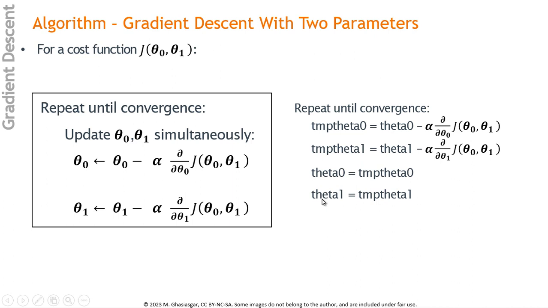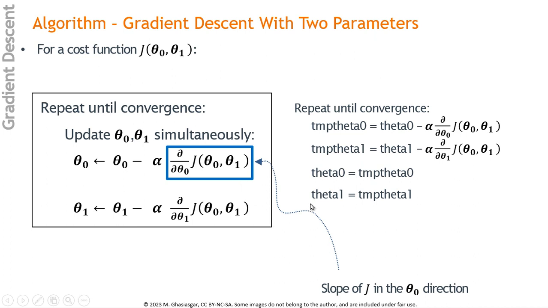Now actually, you don't need these two steps. I could just say theta 0 equals theta 0 minus this value. The temp theta just kind of makes clear what's going on. You're doing an update and then restarting at that new value.